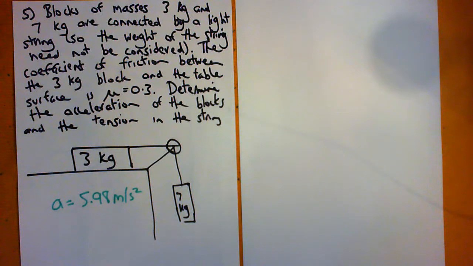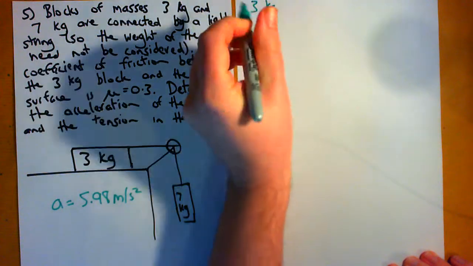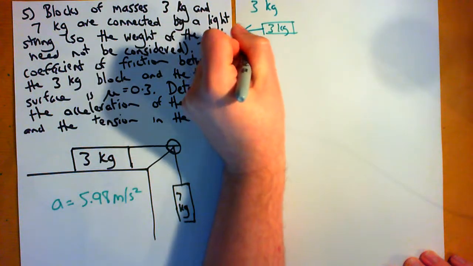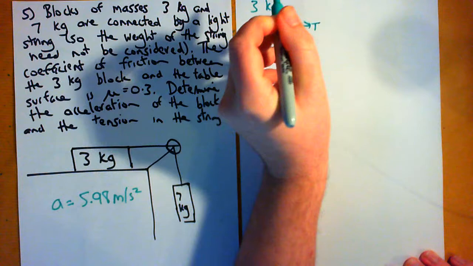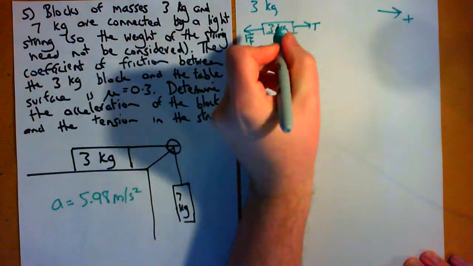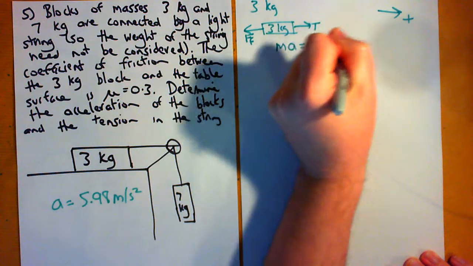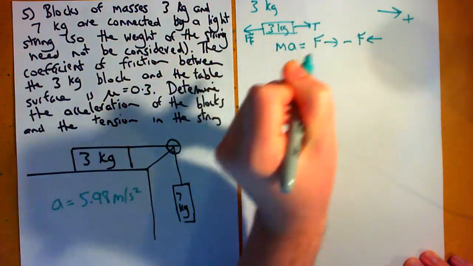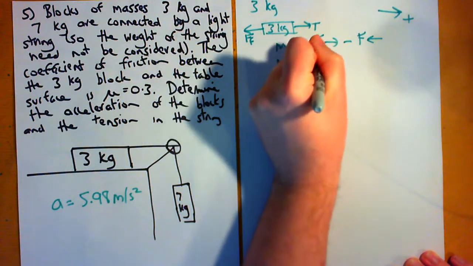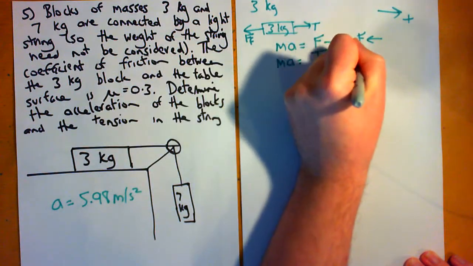But if we only consider the 3 kilogram mass, let's look at what forces are acting on the 3 kg. So what we've got here is a 3 kg mass, friction is pulling backwards, and the tension is pulling forwards. Let's take the right to be the positive direction, and Newton's second law says the mass times the acceleration are the forces pulling to the right, which we've taken to be the positive direction, minus forces acting to the left. Mass times acceleration is force acting to the right, the tension, minus forces acting to the left, which would be the force due to friction.